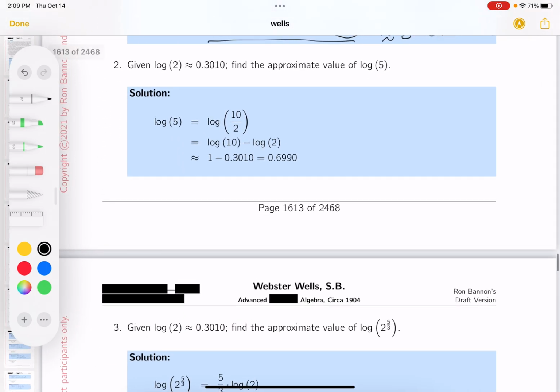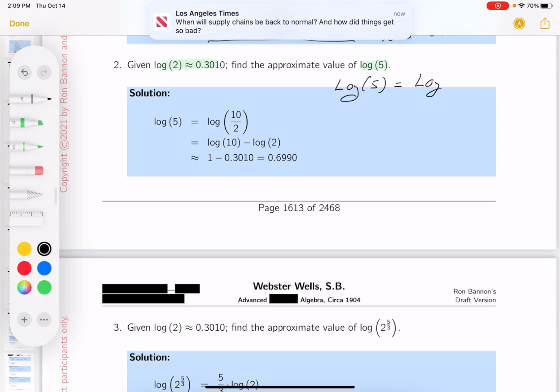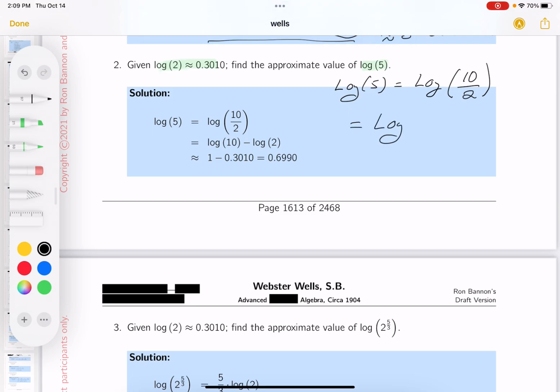All right, let's do this one more. We're just trying to use the rules, by the way. So they said, given this, find this. That looks tough, though, doesn't it? I mean, how would 5 be related to 2? Well, let's take a look at it. I'm going to say log of 5 is the same thing as log of, well, how would I get that to be a 2? I'm going to say 10 divided by 2. That's a quotient, right? So I'm going to put log, and these are base 10 logs, of 10 minus log of 2. And that's log 5.